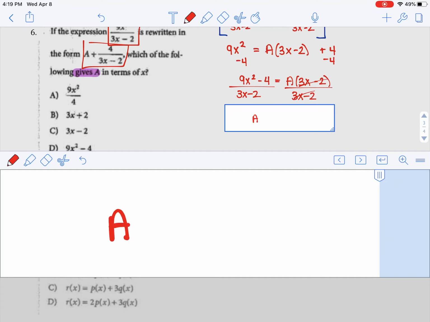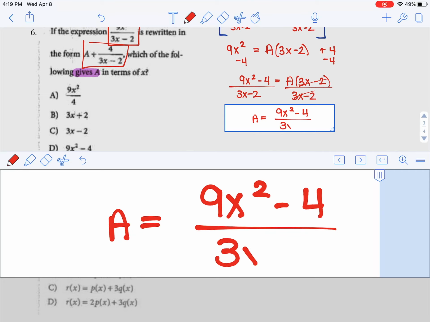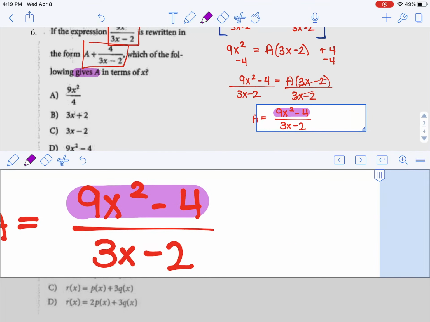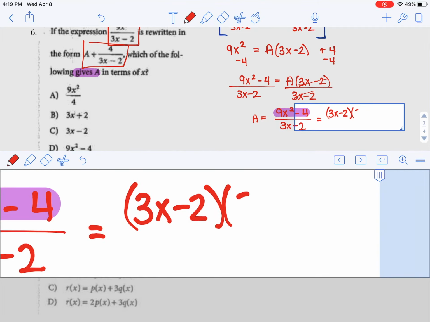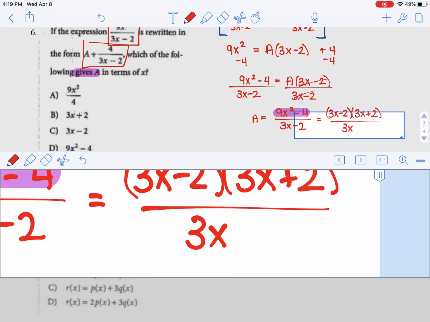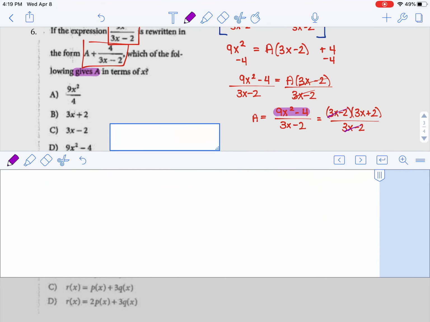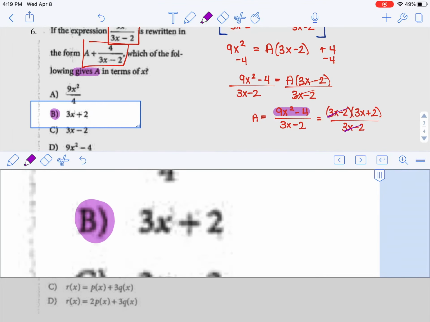And now that doesn't look like it's an answer, which means that we might be able to simplify this more. The reason we can simplify it more is because on the numerator, that's a difference of 2 squares. So you can factor it as 3x minus 2 times 3x plus 2. And so now the 3x minus 2's will cancel. So your final answer for a should be 3x plus 2, so choice B.